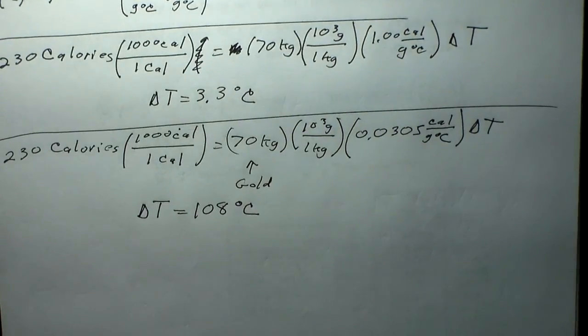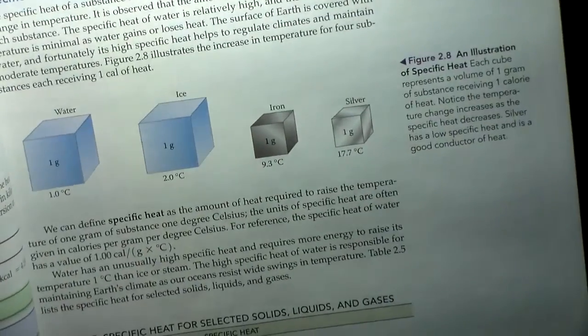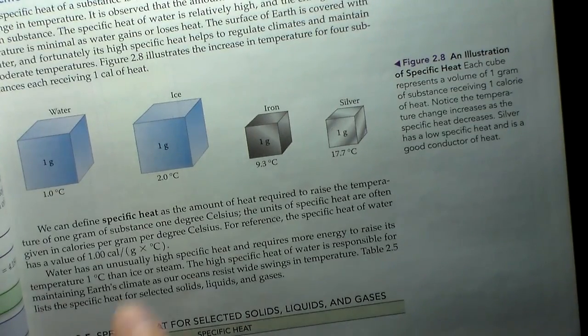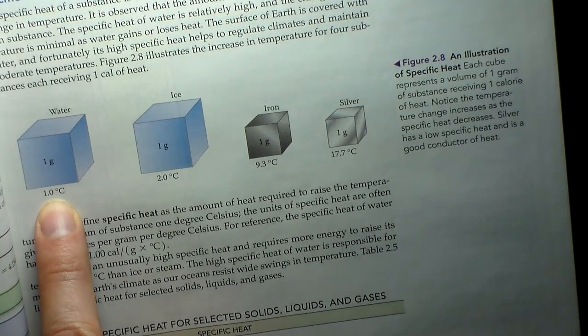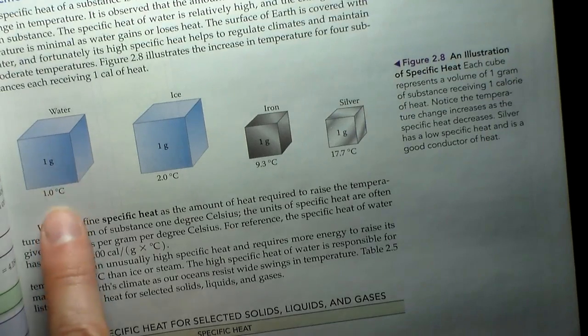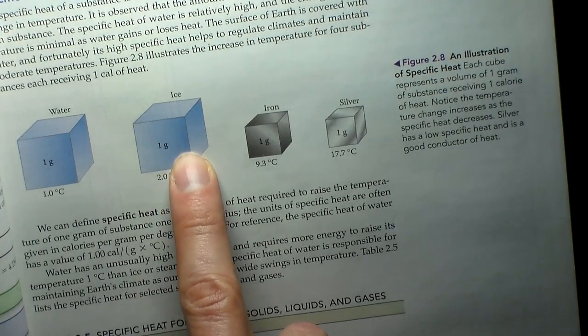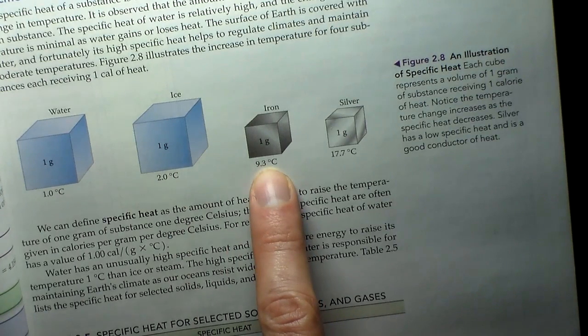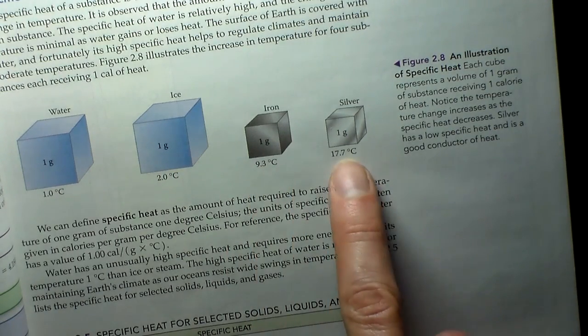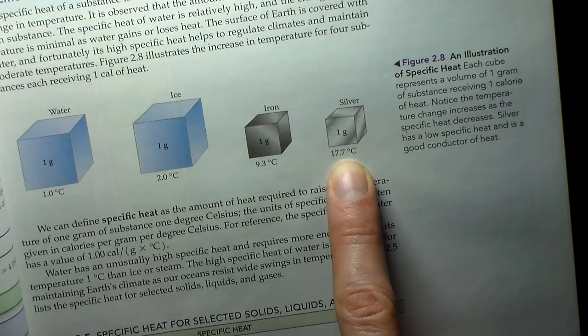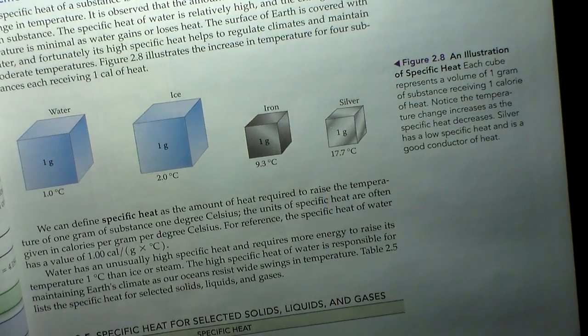Okay, and that's why if you look at the little diagram we have in the book there, for 1 calorie, 1 gram of water goes up by 1 degree Celsius, that would go up by 2 degrees Celsius if you had a gram of ice, 9.3 degrees if you had a gram of iron, and 17.7 degrees if you had a gram of silver.